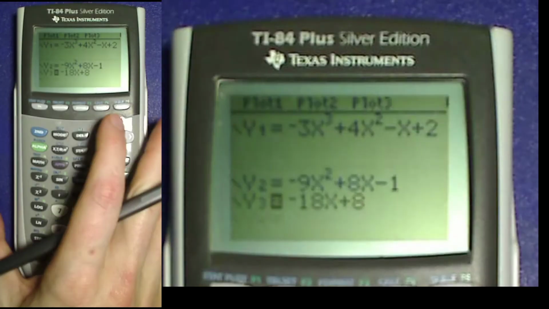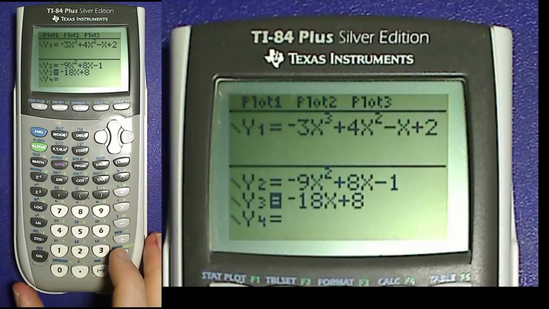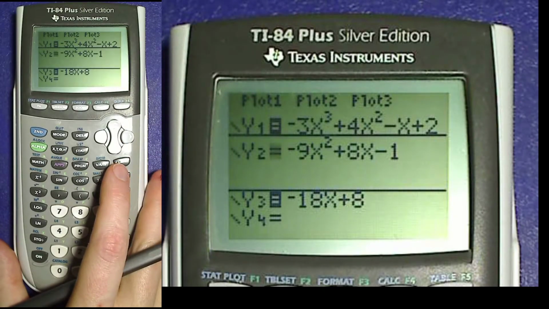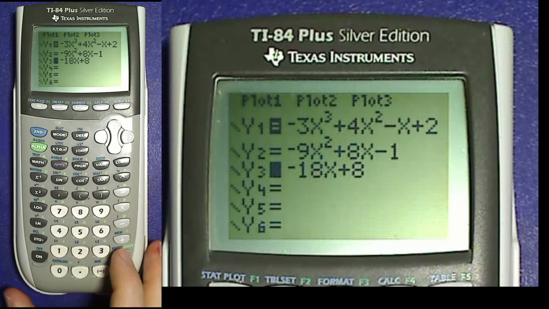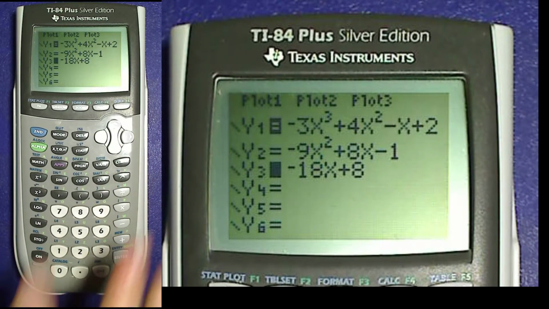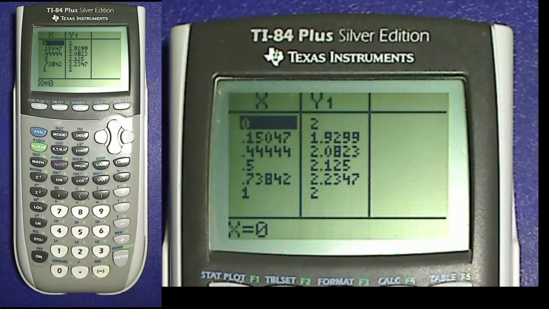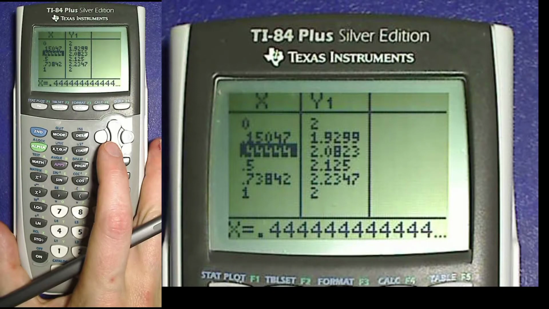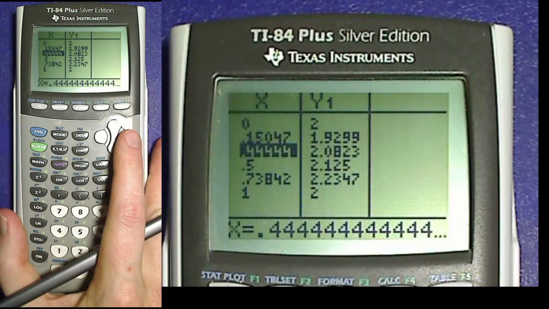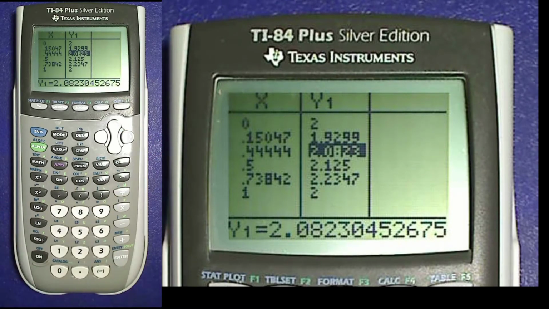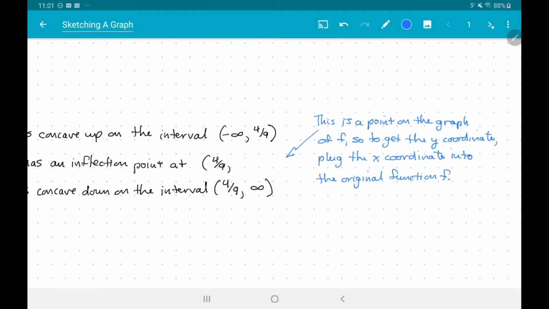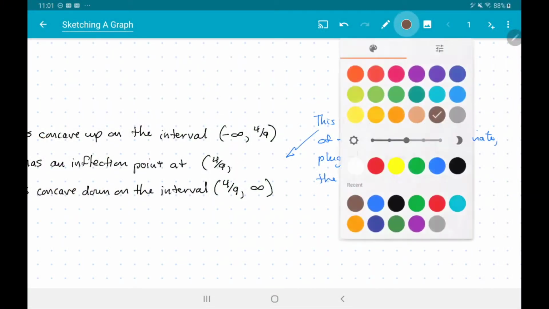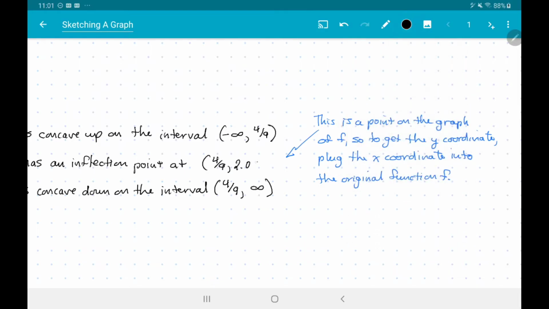Okay, let's go back to the calculator. I'm going to go back to the y equals screen, and I'm going to turn on y1. I'm going to leave y2 turned off. That's f prime, remember. And then for y3, I'm going to turn it off because we really don't need it anymore. And now when I go to the table, I have x coordinates and y1 is a column of f of x values. The x coordinate that I'm interested in is this 4/9 that I typed in earlier, and there is f of 4/9. So that's 2.0823, and we'll stop there. So here we go. 2.0823.